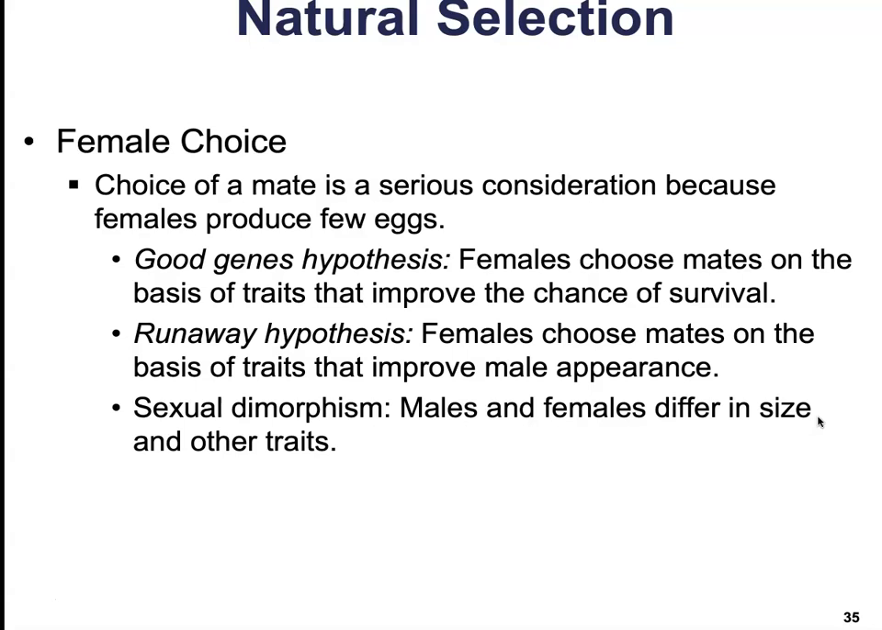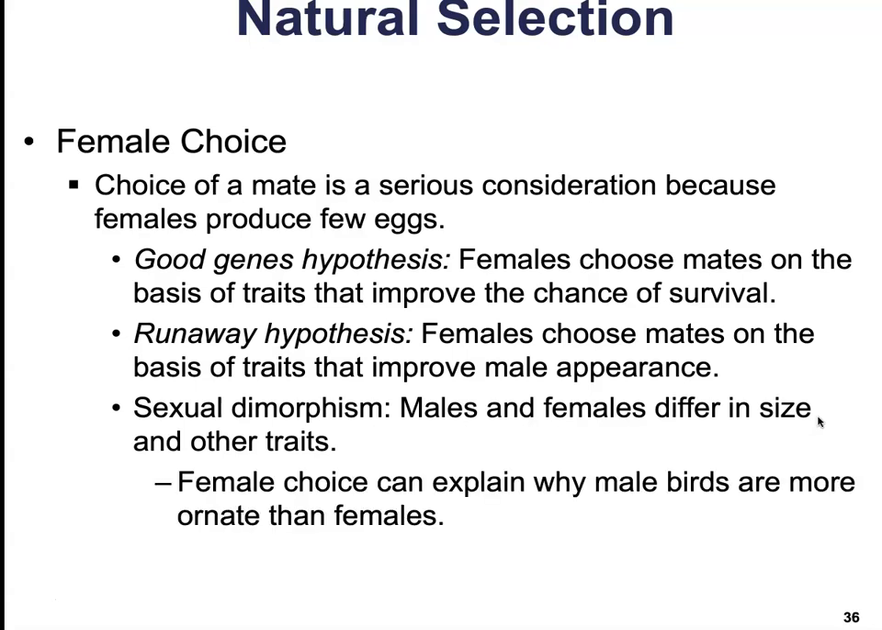Another thing that we want to point out is sexual dimorphism. This is where males and females differ in size and other traits. Female choice can explain why male birds tend to be more ornate than females. Females don't have to be beautiful. They get to sit back and be picky because they're the ones who have the limited number of eggs, so their choice ultimately determines who gets to reproduce or not. A lot of times females tend to be drab in color because it is going to be their responsibility to sit on the nest or care for the young. Males, on the other hand, have to be chosen, so we tend to see more ornamentation in male birds.